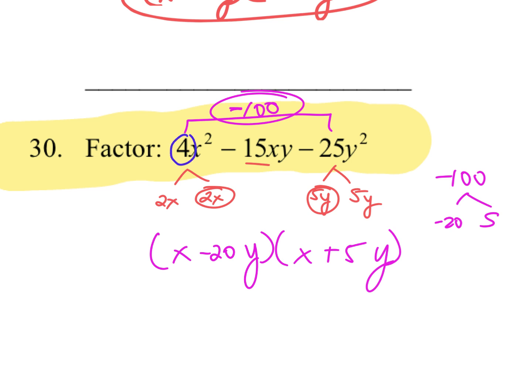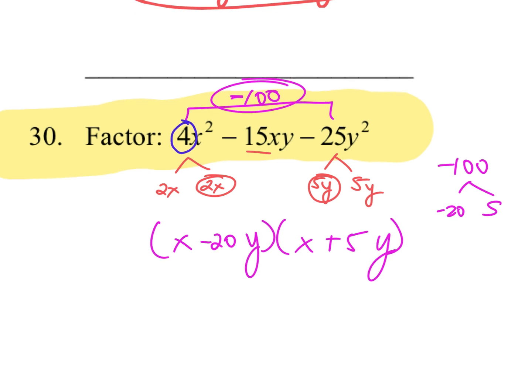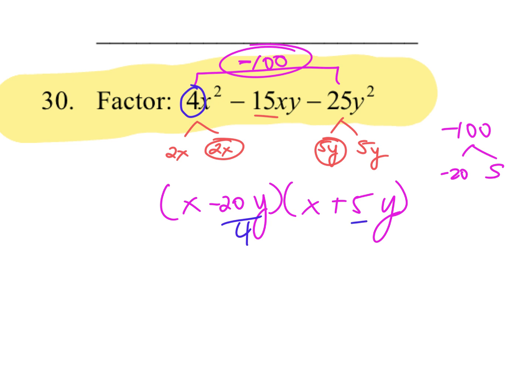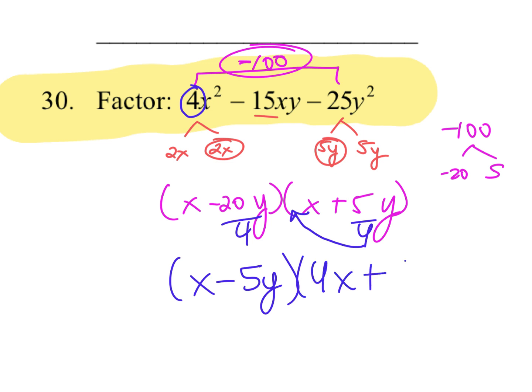What do I now have to do with my a term? Divide both of these by the a term. What's 20 divided by 4? So I have x minus 5y. What happens with 5 over 4? The 4 becomes the coefficient. So 4x plus 5y.